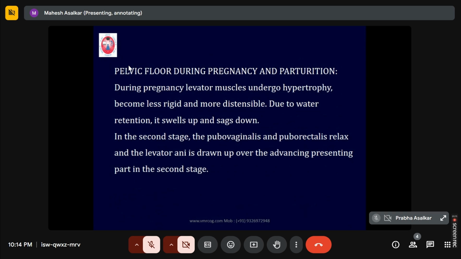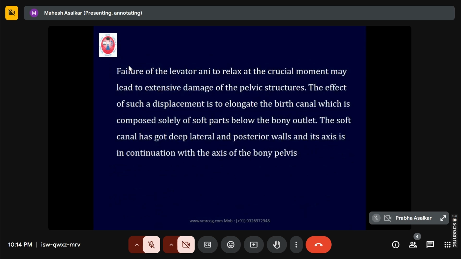So there is a relaxation of the pubovaginalis and puborectalis, and the levator ani will be drawn up over the advancing presenting part in the second stage. If this fails to happen, that is, a failure of the levator ani to relax at this crucial moment, it may lead to extensive damage of the pelvic structures.